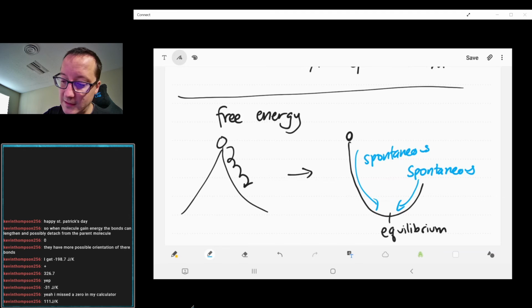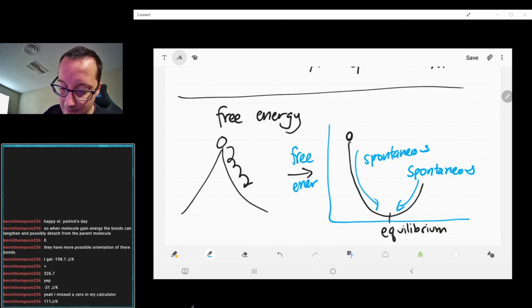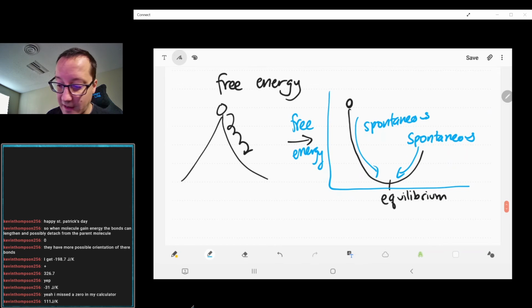And so we see that if we were to plot this as a graph, this is what's called free energy on this side. And this is going to be your reaction progress.